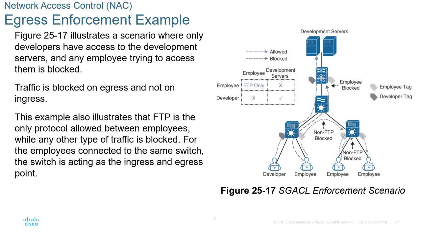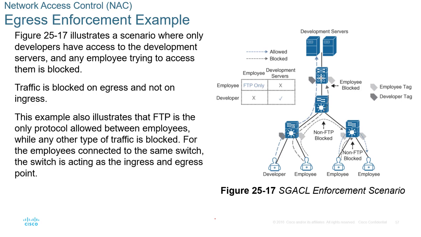So in an egress enforcement example, we can see that we can block certain material based off of just the tags. And again, here we have things like employee versus developer tag. It all depends on who is sending the data. So this diagram illustrates the scenario where only one tag or one group is allowed to send the data. And that's going to be the developer, but only from the developer server, not from the workstations.